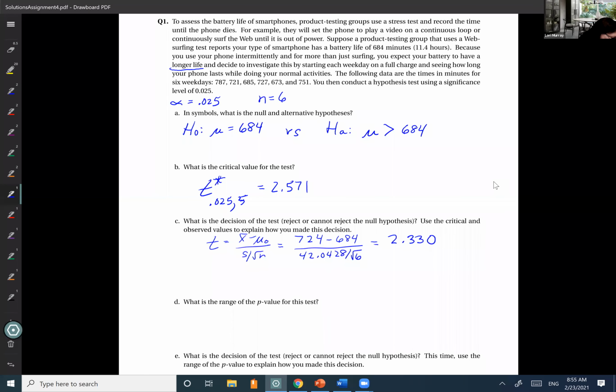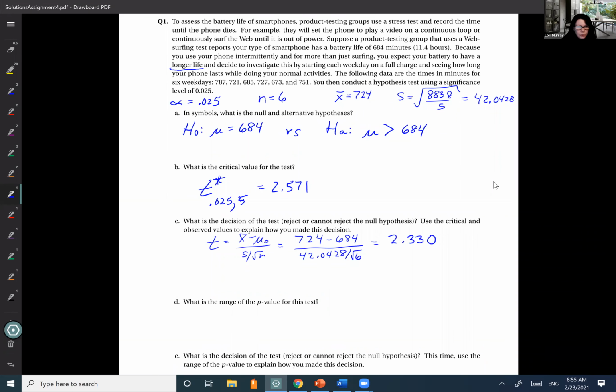And remember, S was calculated from the data. So X bar ended up being, if you add those up and divide by 6, you get 724. And then S, just for your own calculations, 8,838 divided by 5. I ended up getting 42.0428, something like that. It should be close.